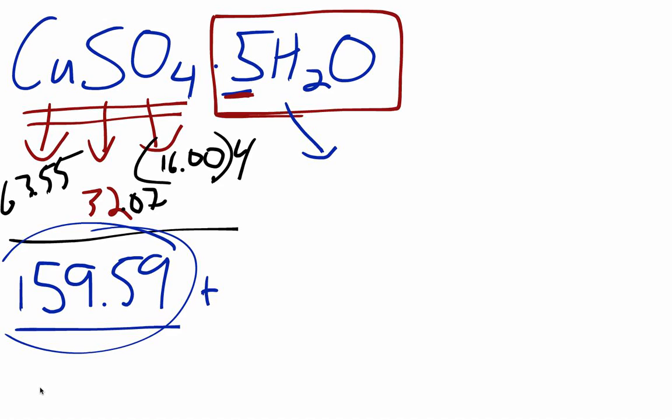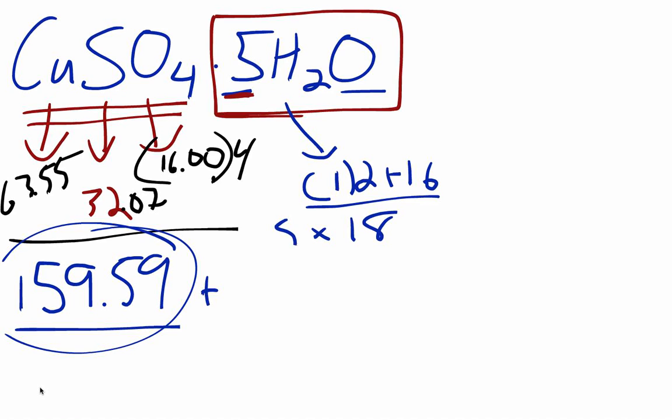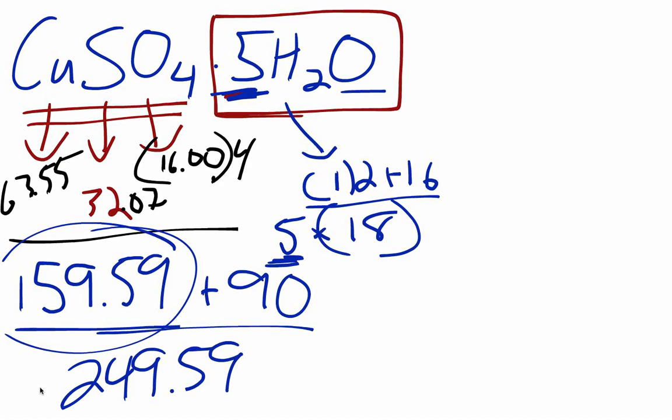Hydrogen is 1 times 2, so 1.0079 times 2. And we'd add to it the 16 for water. That would be 18. We'll times that by 5 because there's 5 waters. So that's how we do a hydrate: we multiply the mass of water by the number of waters that coordinate to the compound. So we'd get a total mass of 90. So 90 plus 159.59, we get a total mass of 249.59 grams per mole.